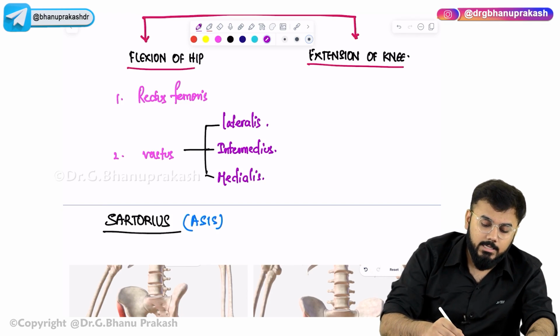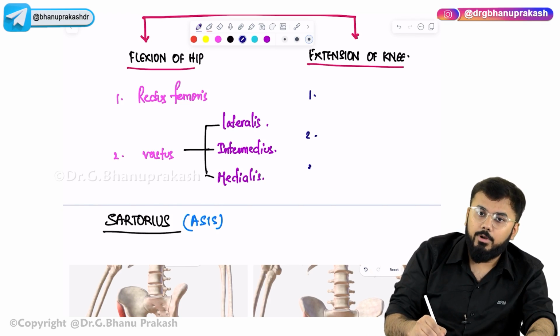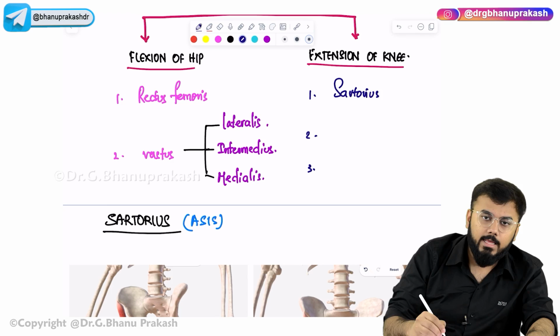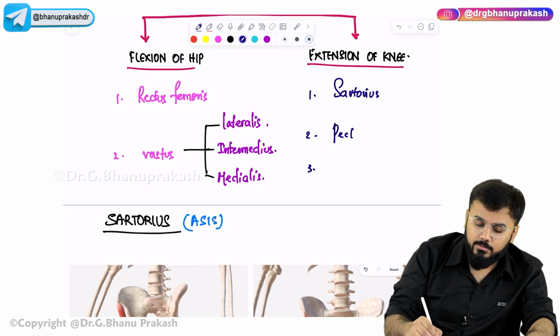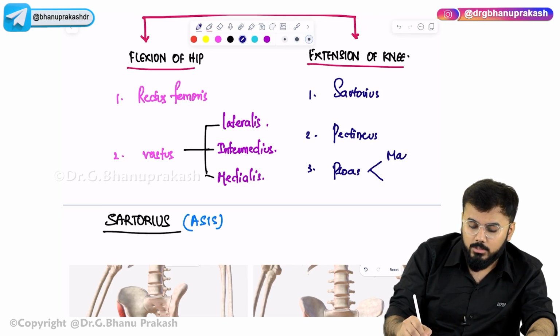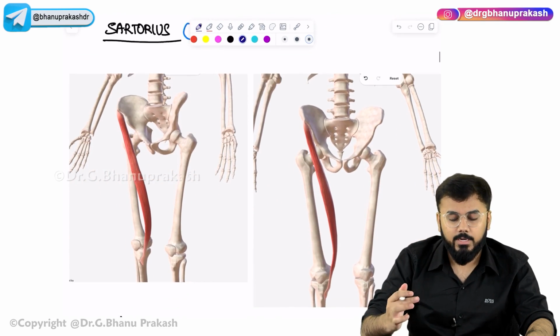Now coming to the flexion of the hip. Within the flexors also there are three important muscles. One is called sartorius, the other one is called pectineus, and the third important one is called psoas. Psoas is of two types: one is called psoas major, another one is called psoas minor. So these are the muscles over here.